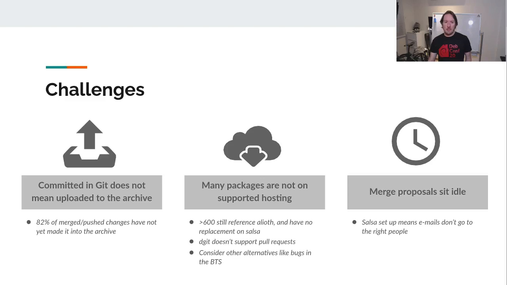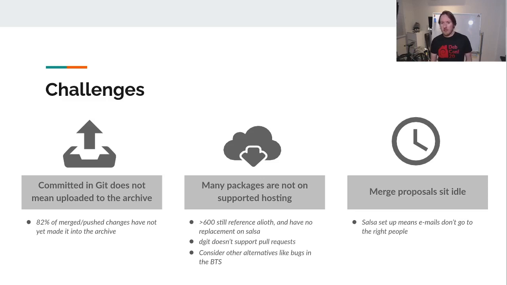So what's next? There are a couple of challenges. First of all, a lot of the changes make it into the Git repository, but they don't actually make it into the archive. So about 80% of the changes that are merged or pushed into the packaging repository have not actually made it into the archive. There have been a couple of efforts to make it easier to upload changes from Git repositories into the archive, like tag to upload, for example. But as far as I know, those have all stalled.